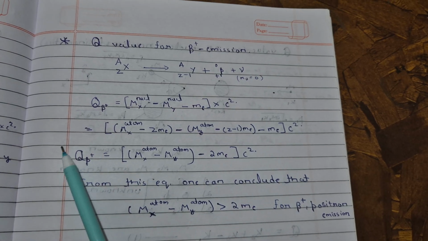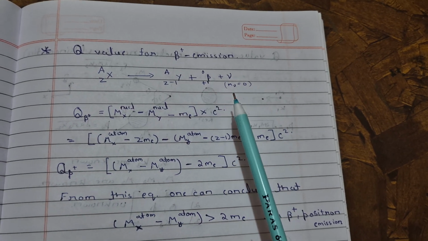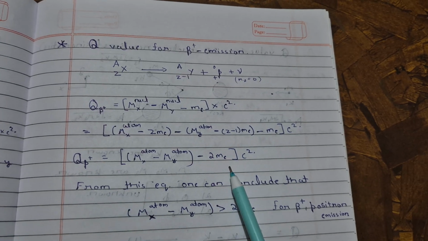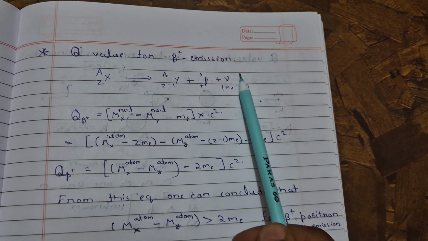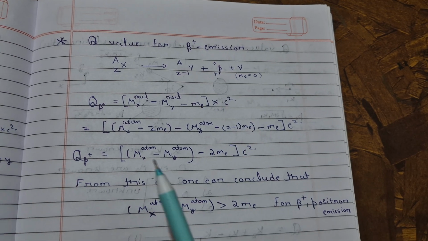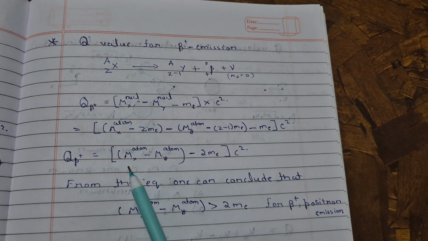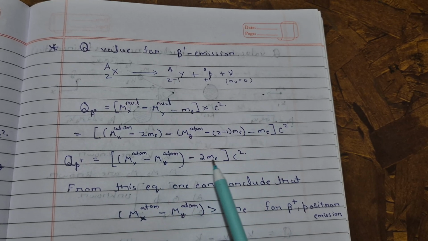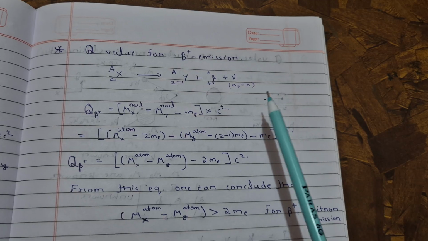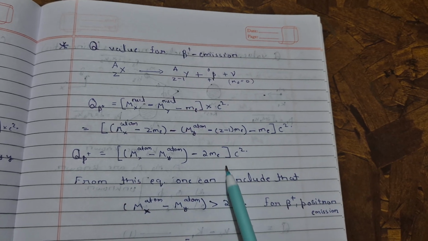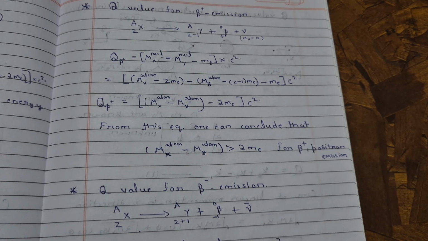So what is the thing we need to extract from here? A very important thing: if there is beta positive decay, then this must be positive, because energy is always released in beta positive decay in the form of kinetic energy of these particles. If the kinetic energy must be released, then this must be positive. This is positive only when mx minus my is greater than 2me. So you must remember this: beta positive decay can occur only when this mass difference is greater than 2me. This is for beta positive emission.